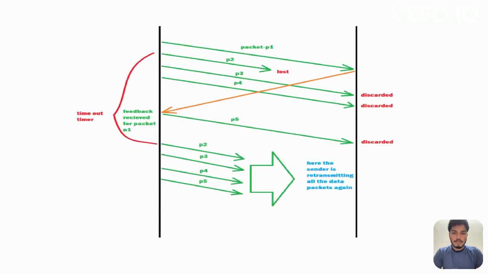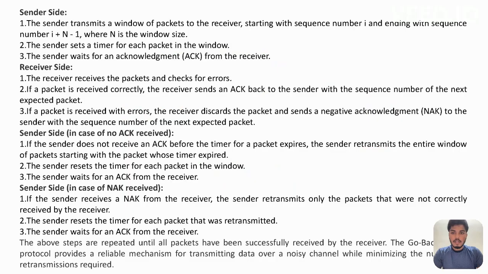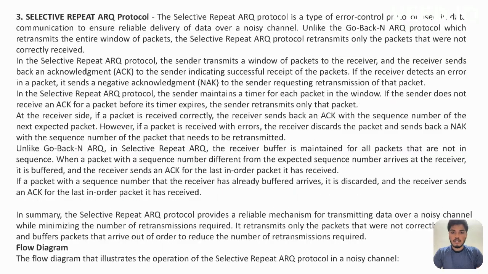Let's discuss the flow diagram. Packet one is sent by the sender and received by the receiver. The second packet is also sent, but it is lost. But acknowledgement one for packet one is received by the sender. The second one is lost, the third one is discarded, and the fourth one is also discarded. Again, the whole set of packets, P2, P3, P4, P5, is resent. We already discussed this.